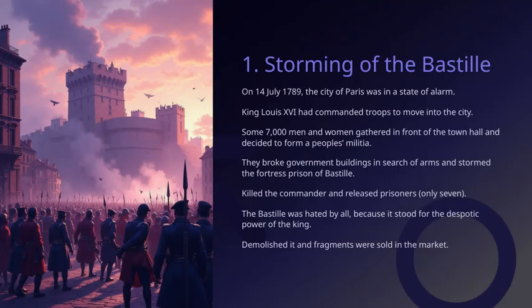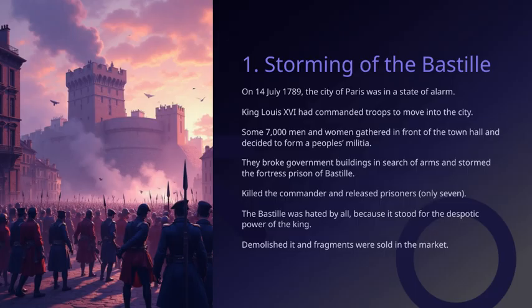On July 14, 1789, Paris was in a state of alarm and unrest. King Louis XVI had ordered troops to move into the city, which heightened tensions among the people. In response, about 7,000 men and women gathered in front of the town hall, determined to take action. They decided to form a people's militia to defend themselves and their rights. The crowd then targeted government buildings, breaking into them in search of weapons.